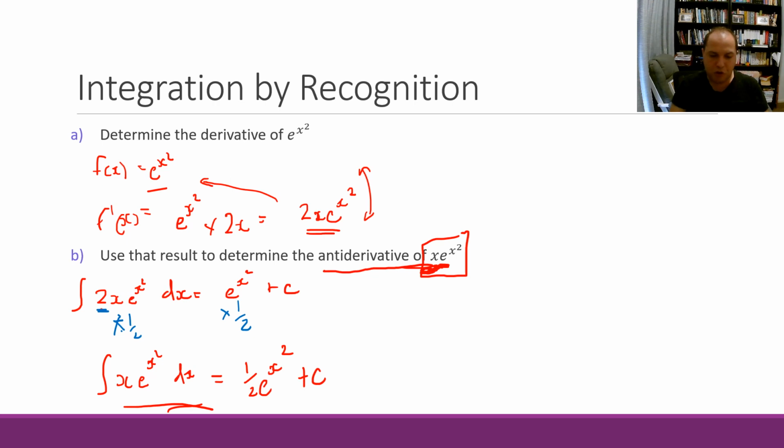But using the information I got in part A, writing that as an integral, and then multiplying both sides by half, I got the antiderivative that I wanted, x e to the x squared, which is half e to the x squared plus c. It's a little bit tricky, but it's generally having that first step, doing some sort of derivative, and then rewriting it as an integral, and then adjusting the integral to get the integral you actually want.